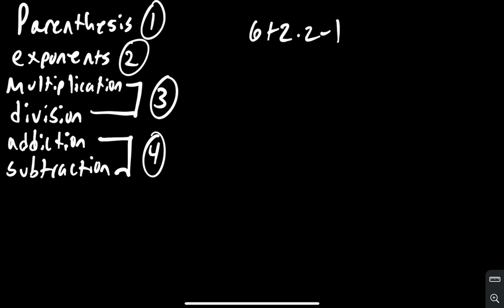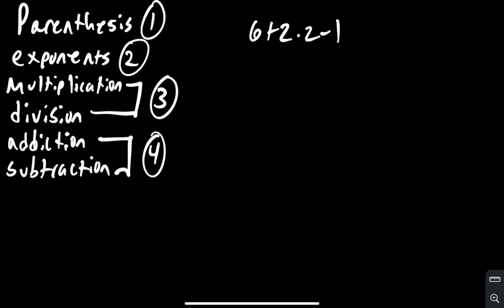So why have PEMDAS? Why do we have this set of rules we follow to determine which properties we use first? The reason is if you don't have a set of rules for determining which steps you do first, you're going to get all types of different answers. So we have a problem like this where we're going to do it two different ways. We're going to do it the PEMDAS way, and then a way where it's incorrect.